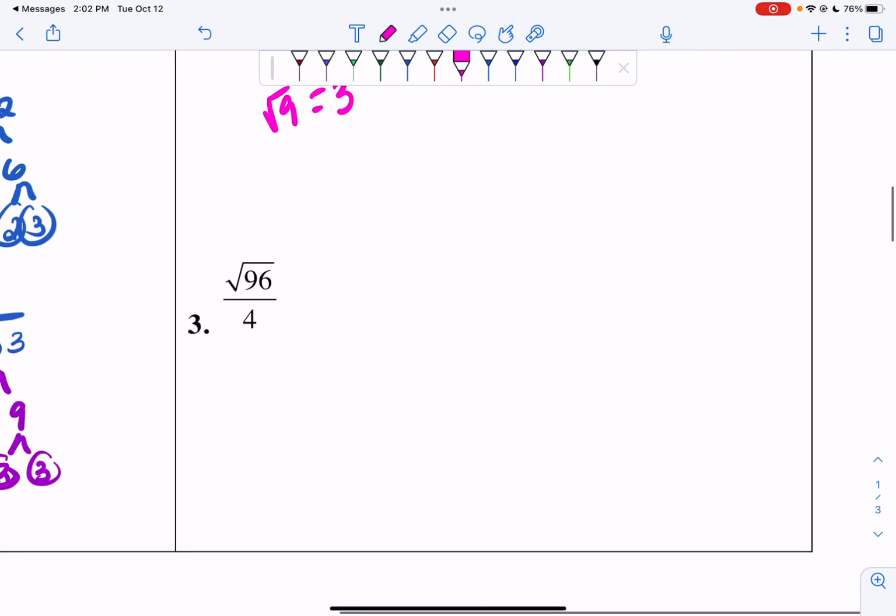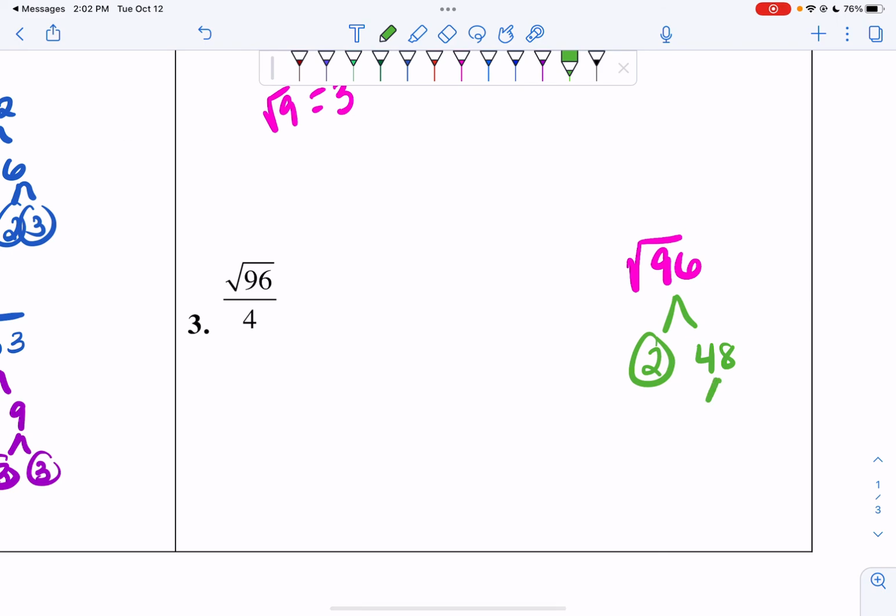Number 3, I have radical 96 over 4. The first thing I have to do is break apart my 96. So I'm going to go to the right and write down radical 96, and I'm going to break it apart. I can break it apart to be 2 and 48. I can't break apart a 2, but I can break apart a 48 to be 6 and 8. Break apart a 6 to be 2 and 3. Break apart an 8 to be 2 and 4. And then break apart a 4 to be 2 and 2. So I've got a lot of doubles.